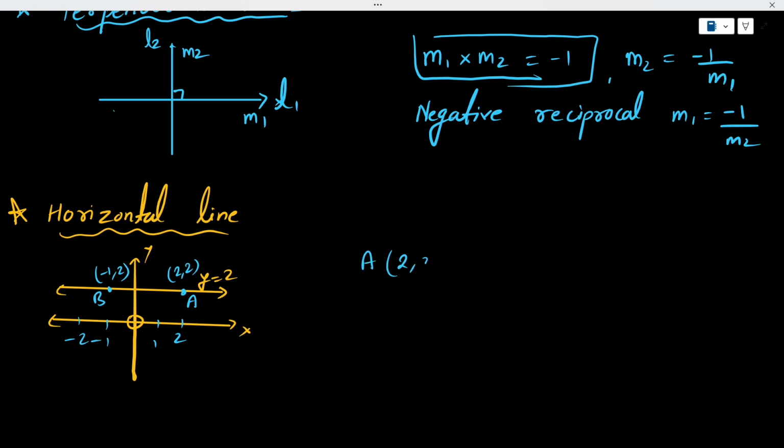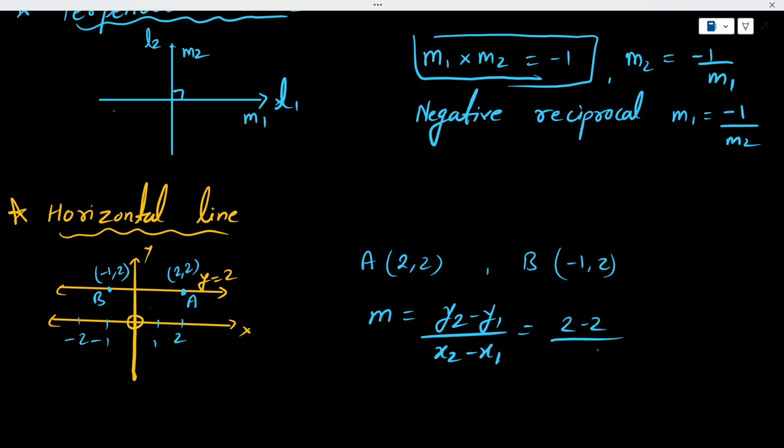Point A, if I take any 2 points, you can take it. I'm just taking any two coordinates. For both the coordinates, the y coordinate is fixed. Now, if I calculate the gradient, you know that it is y2 minus y1 by x2 minus x1. Because y is fixed in the whole line for all the y coordinates, it is going to be 2.